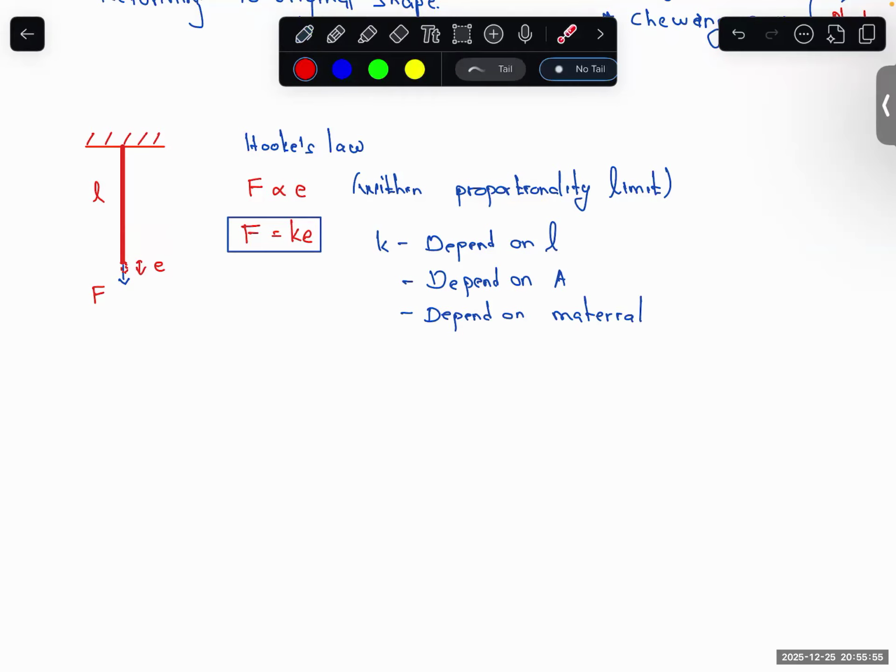So you can't call this K a constant for this material. It's a constant for the particular object of that length and area of cross section. You can't say that it is specific for a substance. It's not specific for a substance. It depends on the dimensions L and A. So Hooke's law just gives us an idea about the extension.